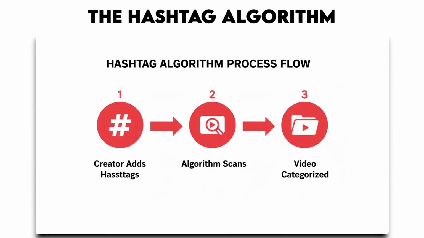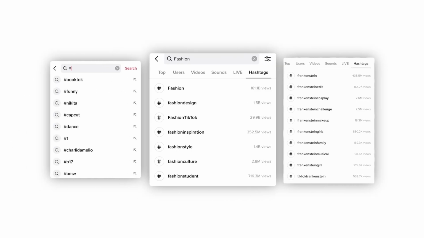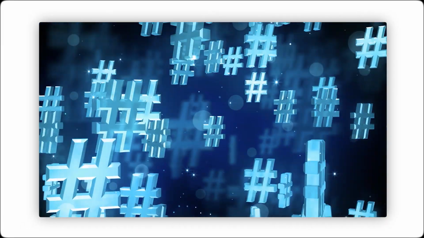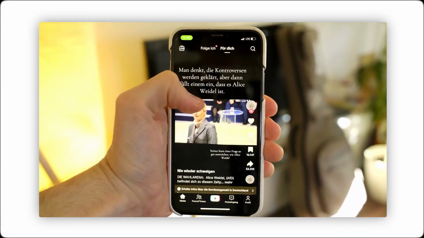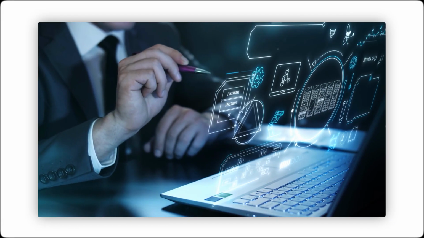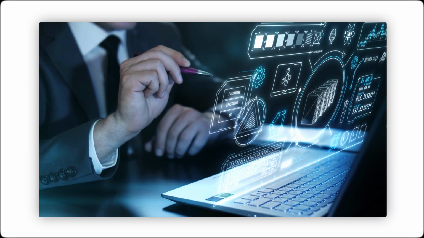The hashtag algorithm. Hashtags on TikTok are less powerful than most creators assume. They're not magic reach multipliers. A weak video with perfect hashtags still dies. What hashtags actually do is help TikTok categorize the video faster, giving the system a cleaner starting point for deciding which clusters of interest to test it against.